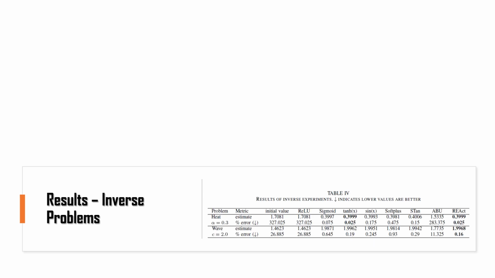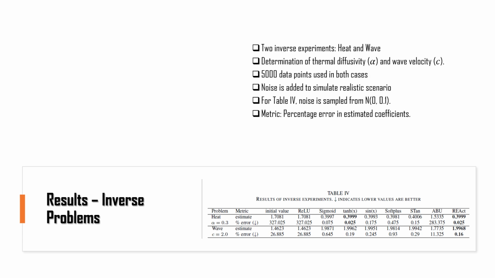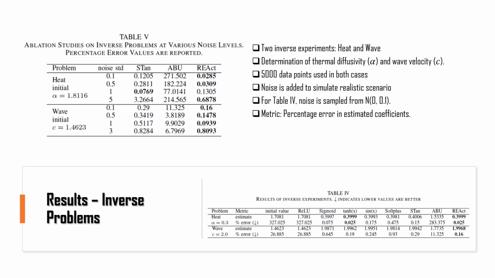In this slide, we examine the performance of REACT on inverse problems. Table 5 shows the performance comparison with STAN and ABU for different levels of noise standard deviation values. We add Gaussian noise with zero mean and the mentioned standard deviation to simulate realistic experimental data for parameter estimation. We consider thermal diffusivity and wave velocity estimation problems.